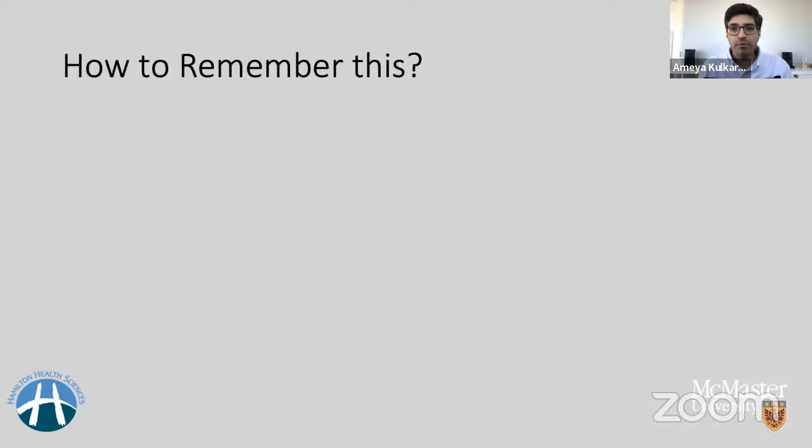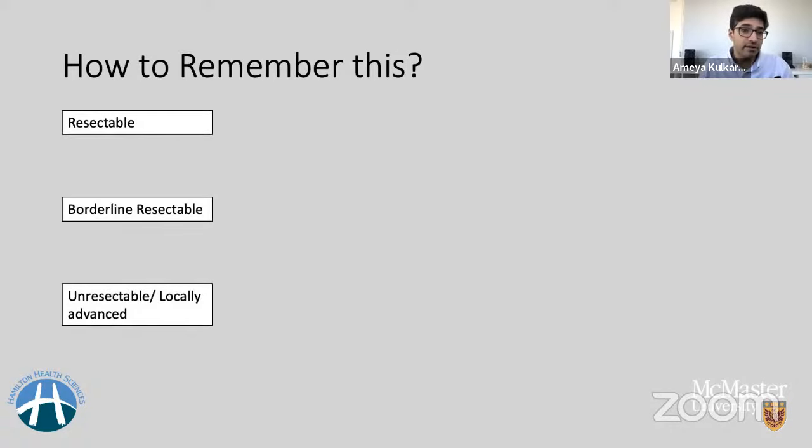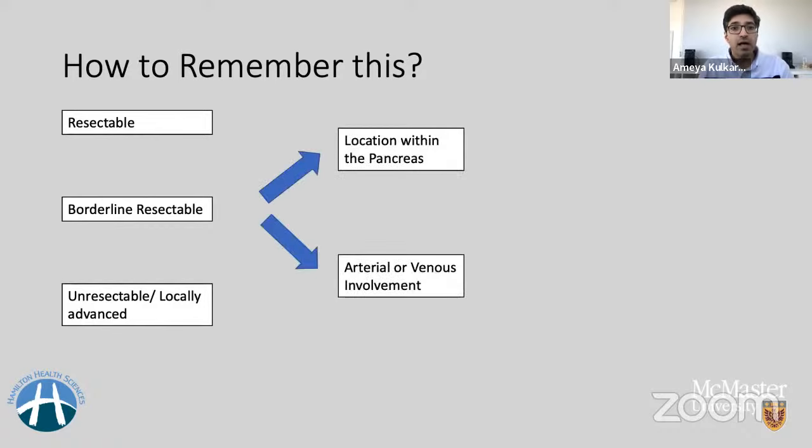Okay, most important point, how to remember this. Again, remember we have three categories: resectable, borderline resectable, and unresectable or locally advanced. Whenever you reach this level of borderline resectable or unresectable category, the challenge is going to be around the borderline resectable: how to assign the patient into this category, or whether to consider this category at all, if you can downgrade them into resectable in some way.